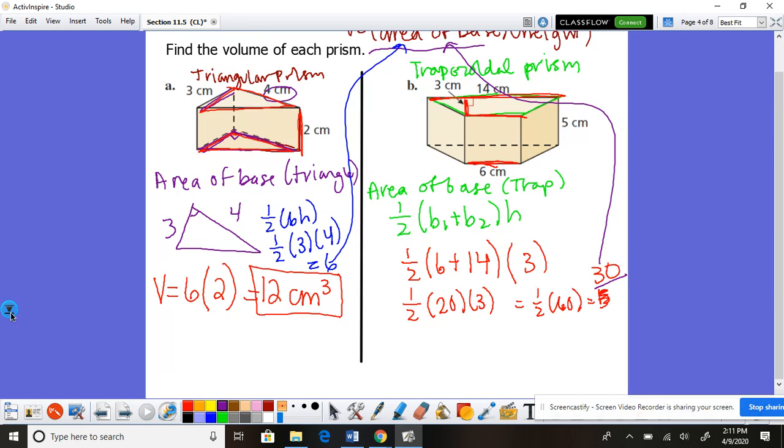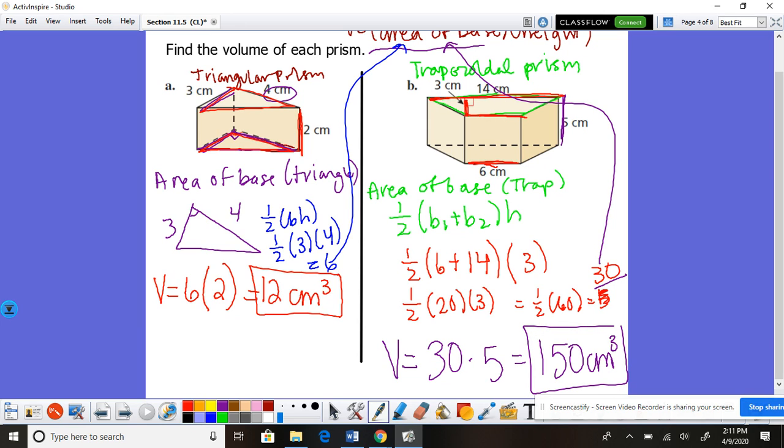So if I want the volume of the trapezoidal prism, I'd have my volume equals, well, the area of the base is 30, times the height, which is the distance between the two bases, which is 5. So let me erase this. 30 times 5 is 150. And then don't forget your centimeters cubed. Here's your answer.